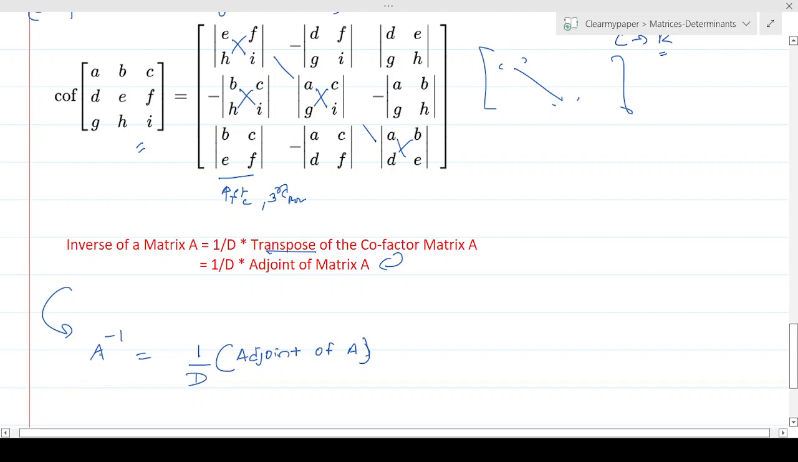When I say A superscript -1, it's not a power, but it's in the power position. A superscript -1 is nothing but the inverse of this matrix, equal to 1 over the determinant, and in the bracket we say adjoint of A, which is nothing but the transpose of the cofactor of matrix A. So that's what it is all about, adjoint and matrix.